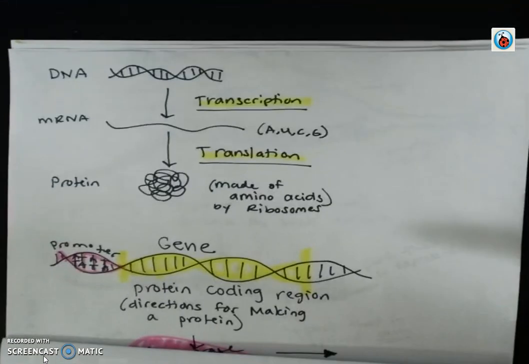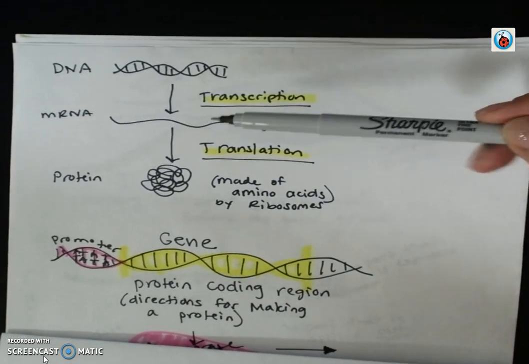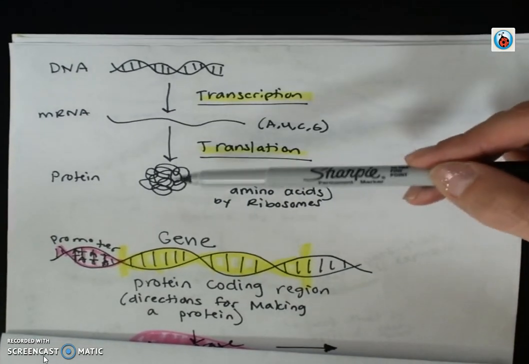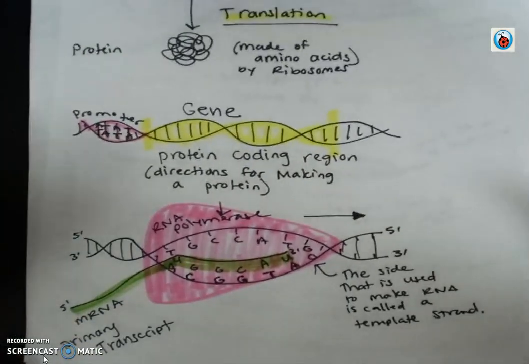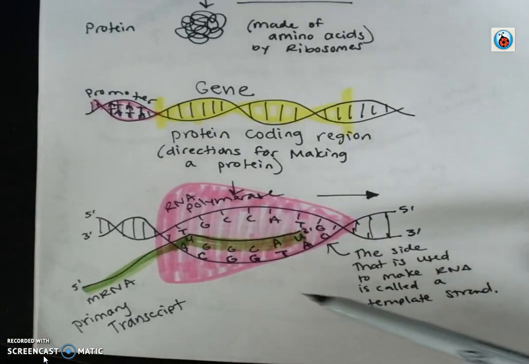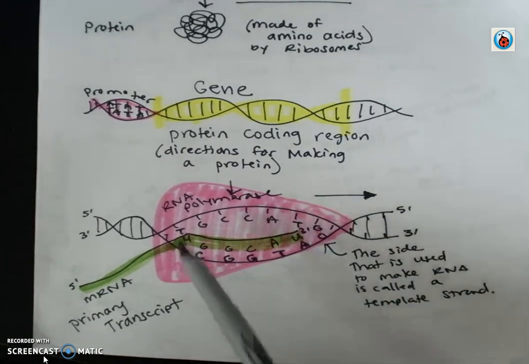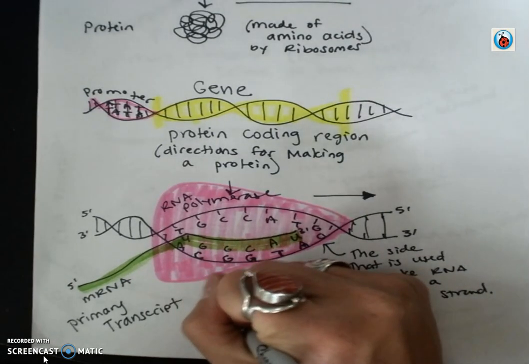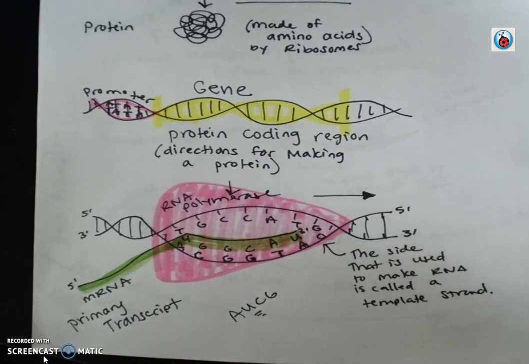How we make a protein has two steps. There's transcription, which is copying DNA into RNA, and then there's translation, which is reading that RNA into a protein. In the first step, transcription, we copy the code from DNA into RNA. The enzyme that's used is RNA polymerase. Now RNA is single-stranded. It has the nucleotides A, U, C, and G. There is no T in RNA.